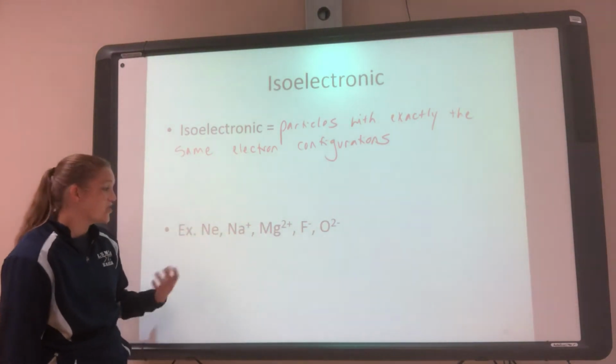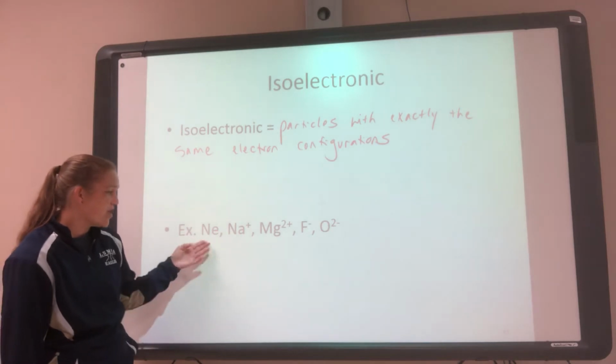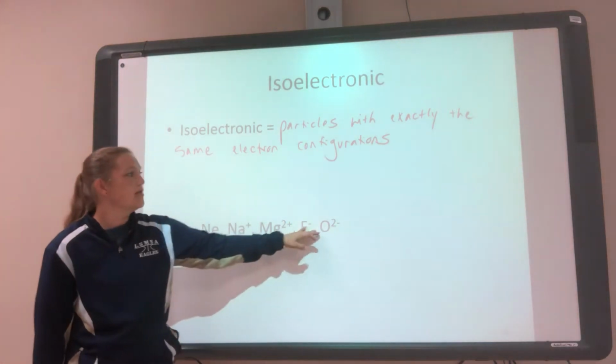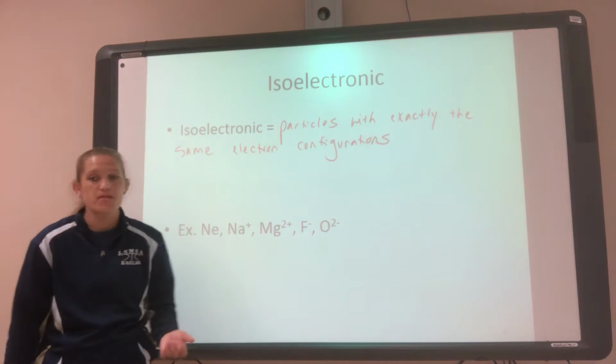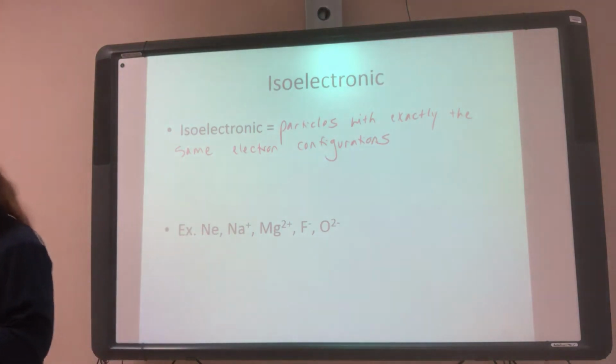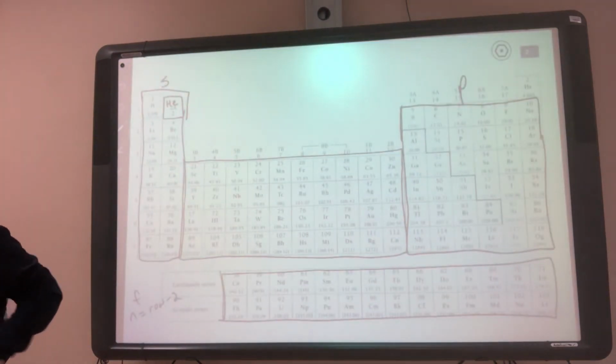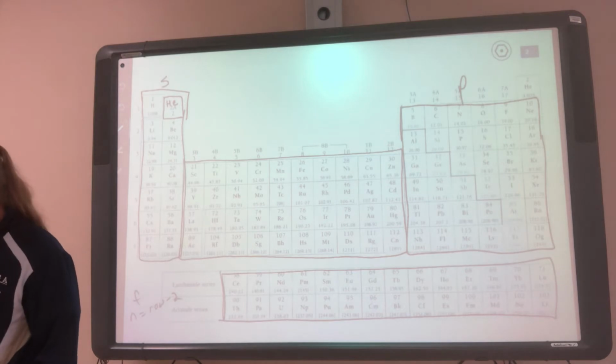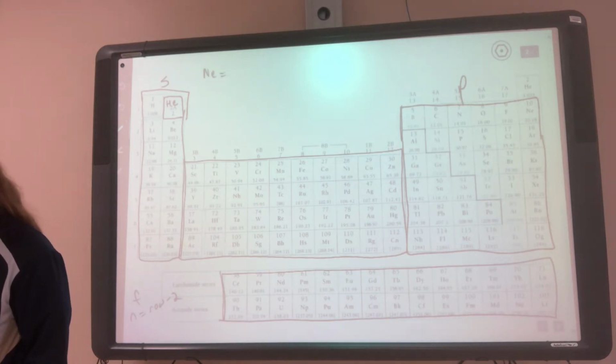So what we can do is check it. How do we actually know that these all have the same electron configurations? Let's write them all out. It's a good way to practice. So let's pull up our periodic table. The first one was neon. If I need the electron configuration for neon, it's a noble gas, so it's just itself.